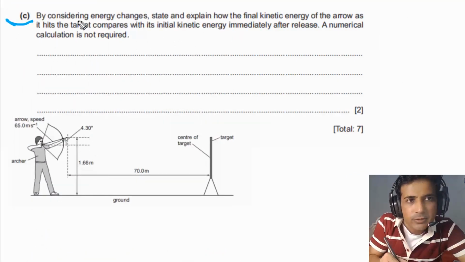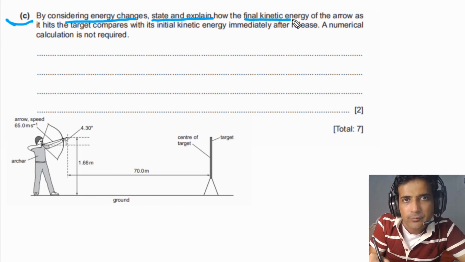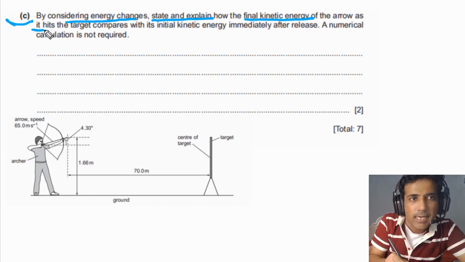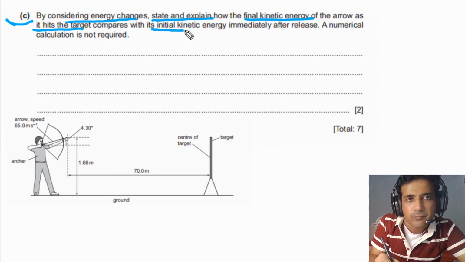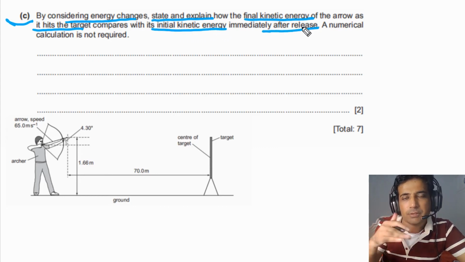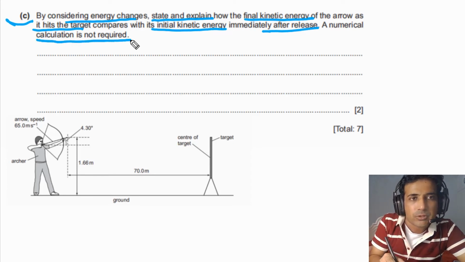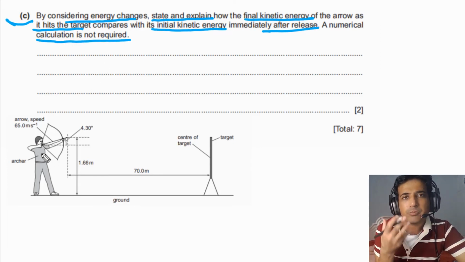For part C, we need to consider energy changes, and we need to state and explain how the final kinetic energy of the arrow as it hits the target compares with its initial kinetic energy soon after it is released. A numerical calculation is not required. This question is simply about conservation of energy, or simply I can say this is about conservation of mechanical energy, because in this question there is no air resistance. Air resistance is negligible. So simply this is about conservation of mechanical energy.